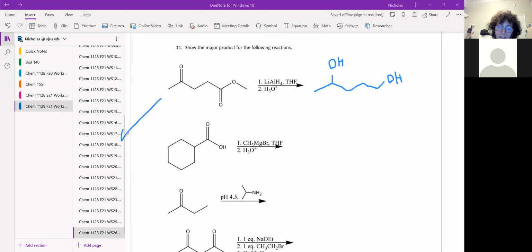What if I did this? NaBH4 in the first step, and then acid. Then it would just reduce the ketone. It wouldn't do anything to the ester.